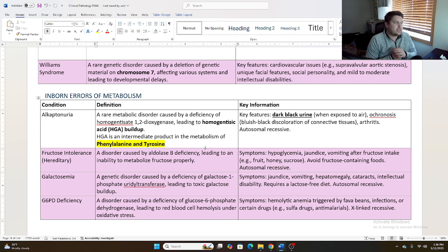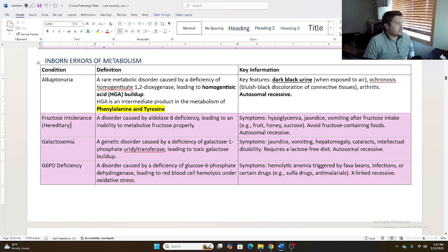The key feature to know about this is that the patient will have dark black urine as soon as the urine is exposed to air. Also, this is an autosomal recessive gene. This is another thing that will pop up on questions. This usually gives you a little bit of a hint when they ask the questions. They'll say, which of the following autosomal recessive conditions, blah blah blah. Or which of the following is an autosomal recessive condition, blah blah blah. And so if you know which ones are recessive versus dominant, that is a big help.